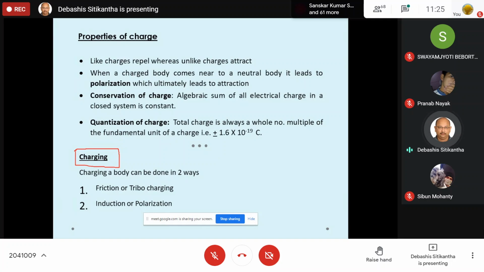So this is what we have studied till now. Till now we have been talking about charge. So how to make a body charged? Yesterday we discussed a number of examples. The first way we can charge a body is by friction, which is also sometimes known as triboelectric charging.